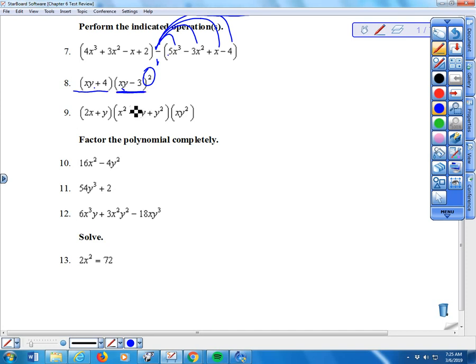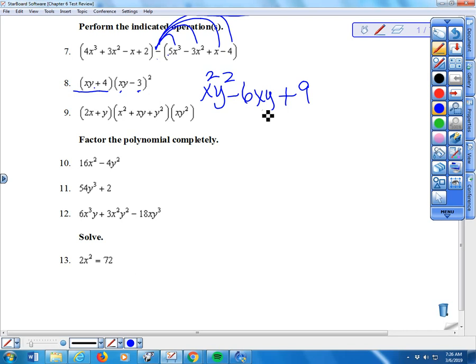Remember the shortcut. To square a binomial, you square the first term. And remember, if I'm going to apply the 2 to both of these variables, both variables get squared. You square the last term. And the middle term, because remember there's always a middle term, is this term times 2. So negative 3 times xy times 2 is negative 6xy.